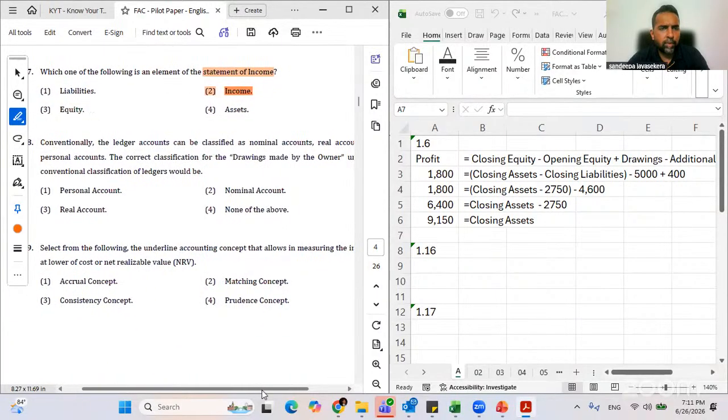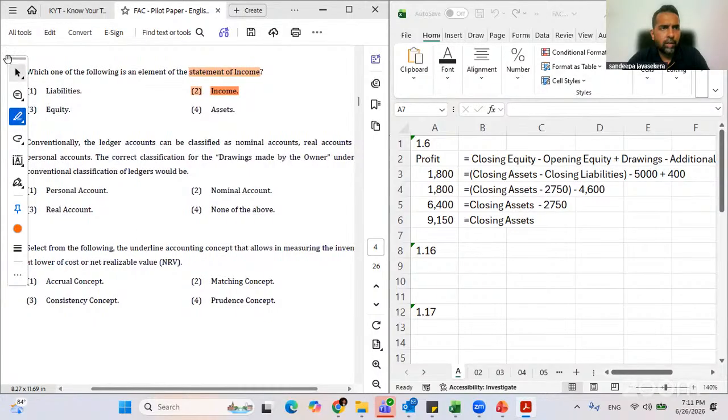1.8. Conventionally, the ledger accounts can be classified as nominal, real, and personal. Correct classification of drawings. In the ledger, we classify the accounts as nominal accounts, real accounts and personal accounts. The real accounts are the asset, liability, and equity accounts. Nominal accounts are the income and expenses. Personal accounts are the accounts we keep under personal names, the subledgers, debtor ledger, and the creditor ledger.